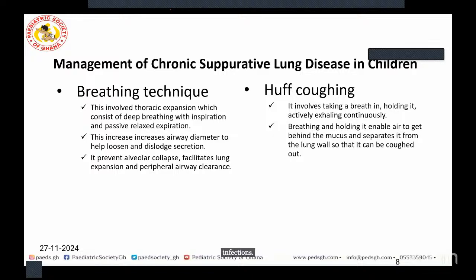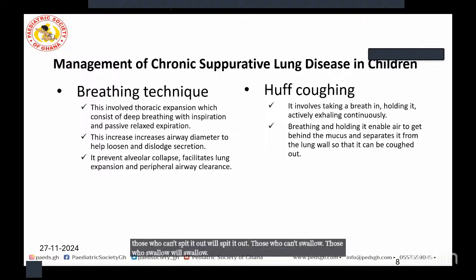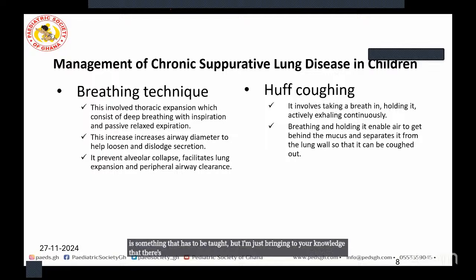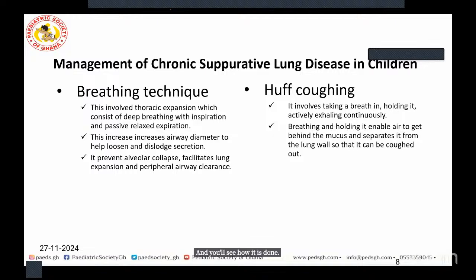So huff coughing involves taking a deep breath, holding it for a few seconds, then they actively exhale continuously. And when they do that, it actually stimulates coughing. Then they cough. Those who can spit it out will spit it out. Those who swallow will swallow. So it's a technique. Unfortunately, it's something that has to be taught, but I'm just bringing to your knowledge that there's such a technique. You can Google huff coughing and you'll see how it is done. It's pretty simple, and if you do it well, it's very effective.